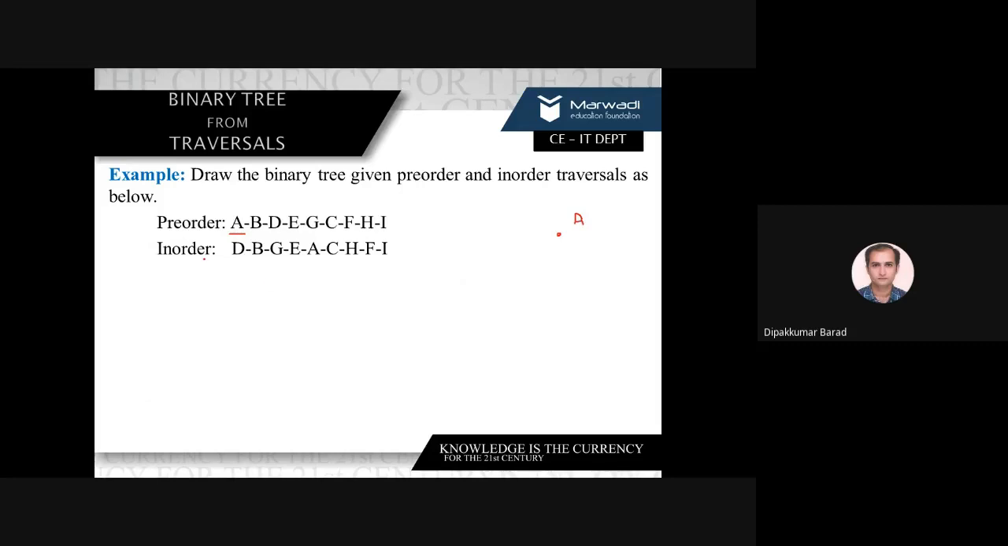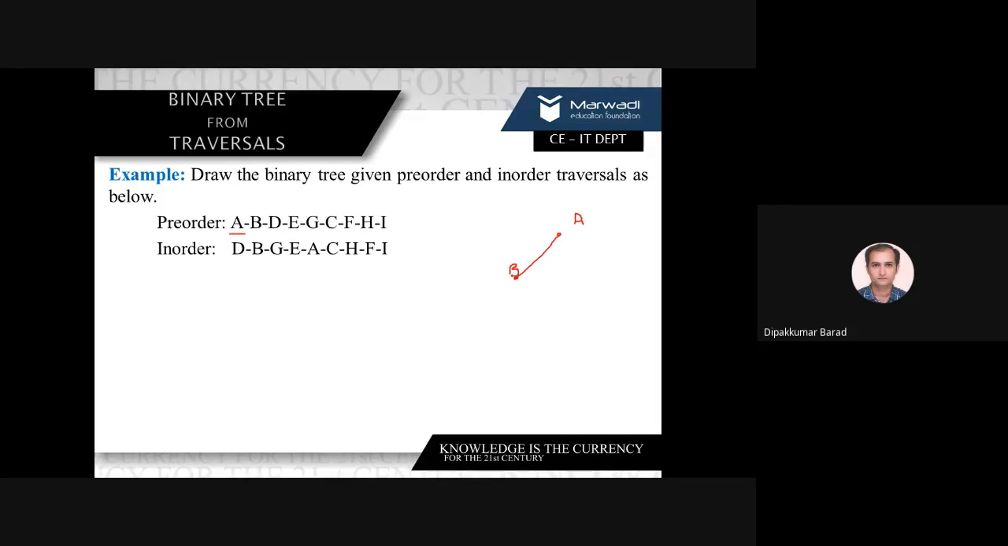Now if you look at the in-order, DBGE are on the left side of A, and CHFI are on the right side of A. So these elements DBGE are in the left subtree. Now from DBGE, which element do we get first? From the pre-order we get B, which is the left child of A.